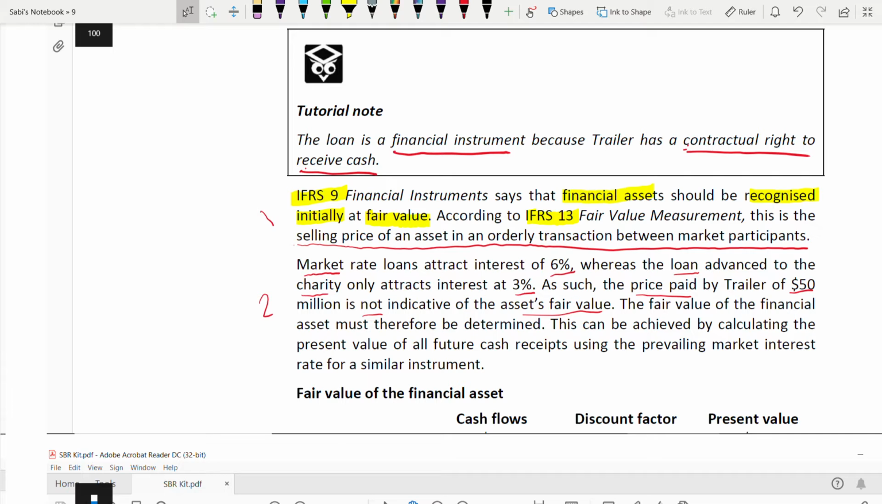It's very easy. You need to determine the fair value. So the fair value of the financial asset must therefore be determined. You need to find out how. This can be achieved by calculating the present value of all future cash receipts using the prevailing market interest rate for a similar instrument. Prevailing market interest you have to use. For a similar instrument, what is the market interest? Using that, you need to find the present value of future cash receipts. This is how you need to find the fair value.